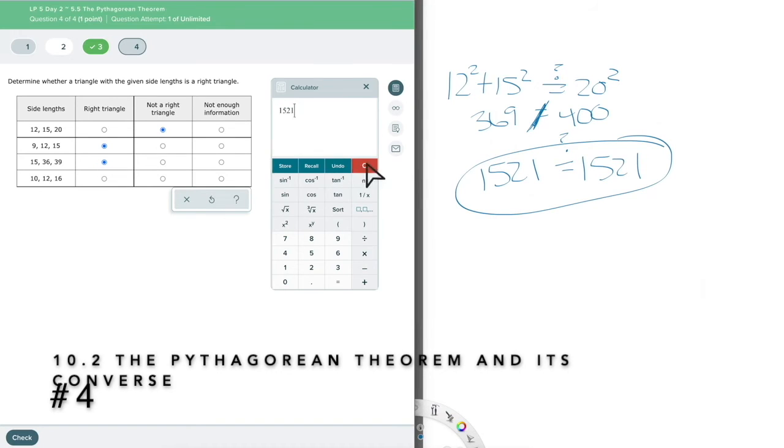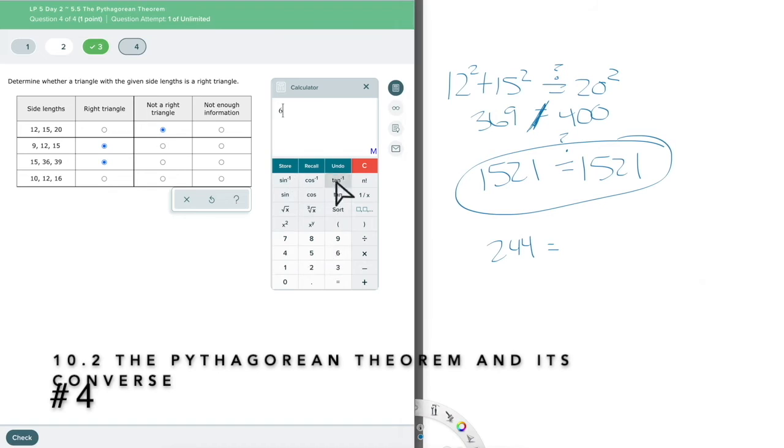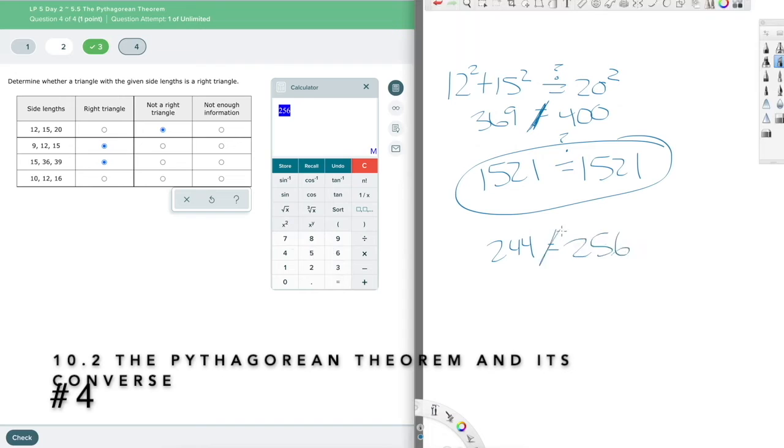So let's do this last one. We have 10. I didn't mean to do that. Undo. I don't know how to clear the memory. That's all right. 10 squared plus 12 squared. So we get 244 equals, if you remember 16 squared, it's not 244. It's 256, I believe. Clear one. Oh my goodness, I can't seem to hit the right buttons here. There we go. Yep, 256. So again, that does not equal each other. So that would not be a right triangle.